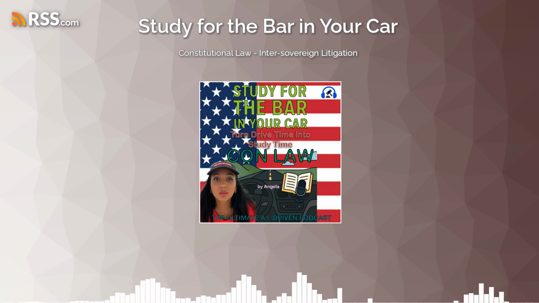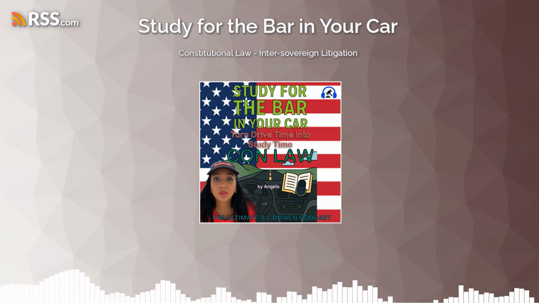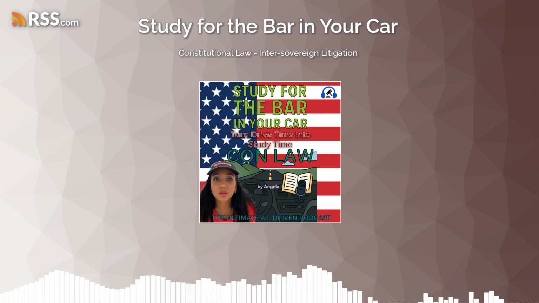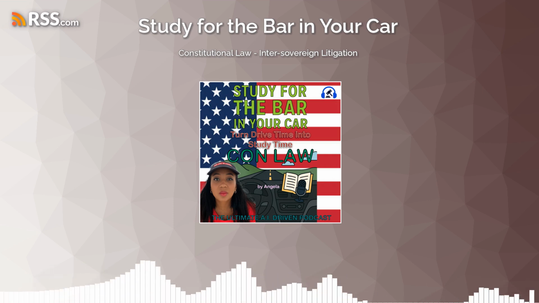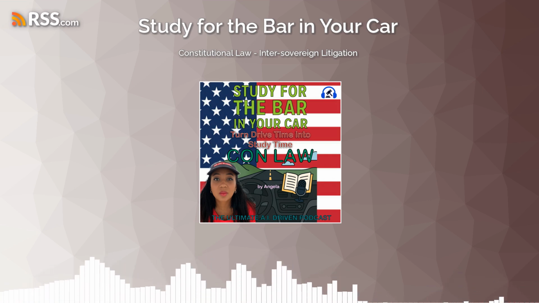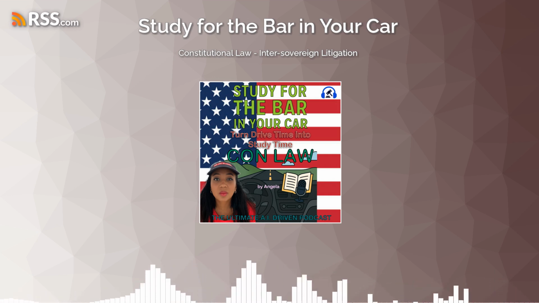But there are rules for these conditions. Angela's notes mention some requirements. Yes, the conditions must be clearly stated. They have to relate to the purpose of the federal spending program. They can't violate any other constitutional provisions. And critically, they can't be unduly coercive. Okay, unduly coercive. What does that mean? We have examples in the notes.